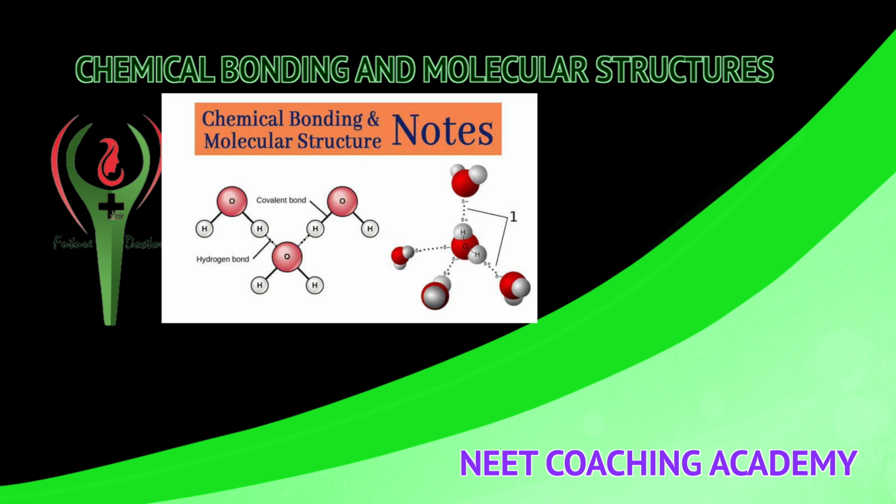The next statement is: the smaller the size of the anion, the more is the ionic nature of the bond. So the last case we have seen, with increase in cationic size, the ionic nature of the bond increases. Smaller the size of the anion, more is the ionic nature of the bond. So NaF is greater than NaCl, NaBr, NaI. When the size of the anion is smaller, the ionic nature of the bond is higher.